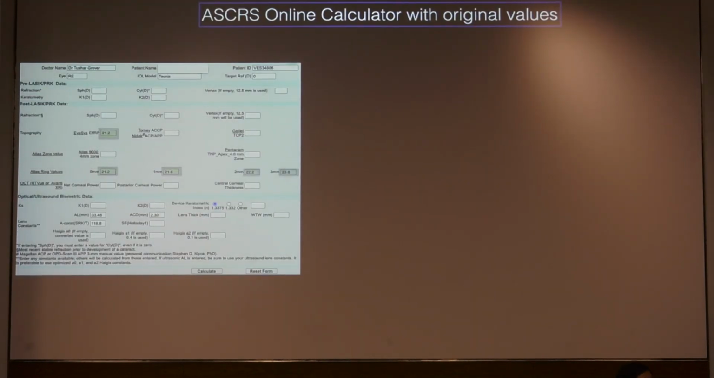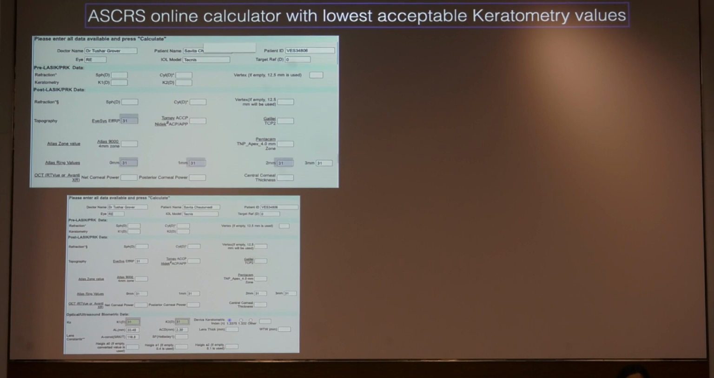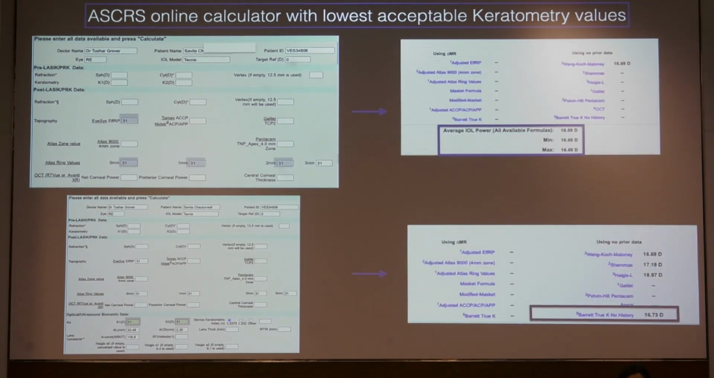Now, I went ahead with trying to calculate the IOL power with the ACRS online calculator because that's what I usually use. But the calculator refuses to accept these values and tells you to check the values instead. The lowest value which I realized on this occasion that the ACRS calculator accepts is 31 diopters. And this is the IOL power that you get with that. So there is really no direct way to get the IOL power here.